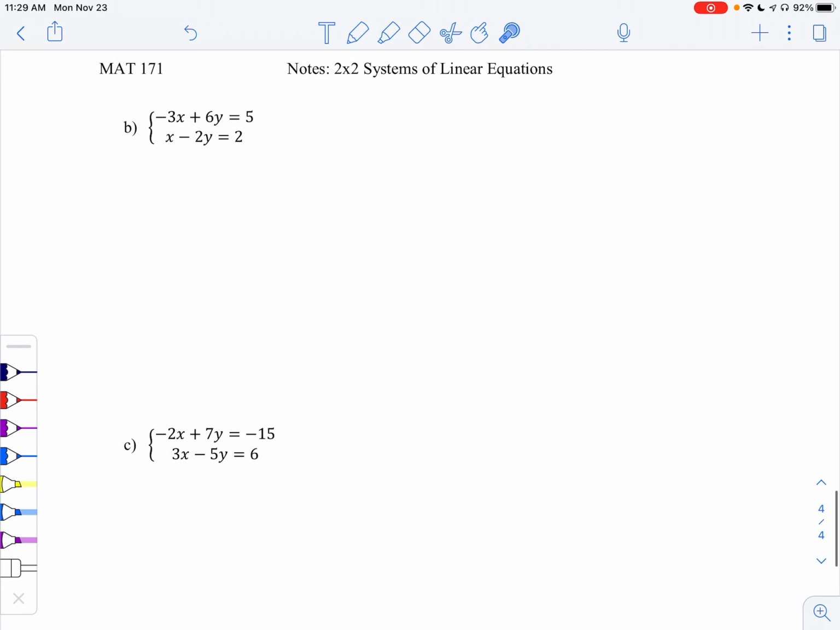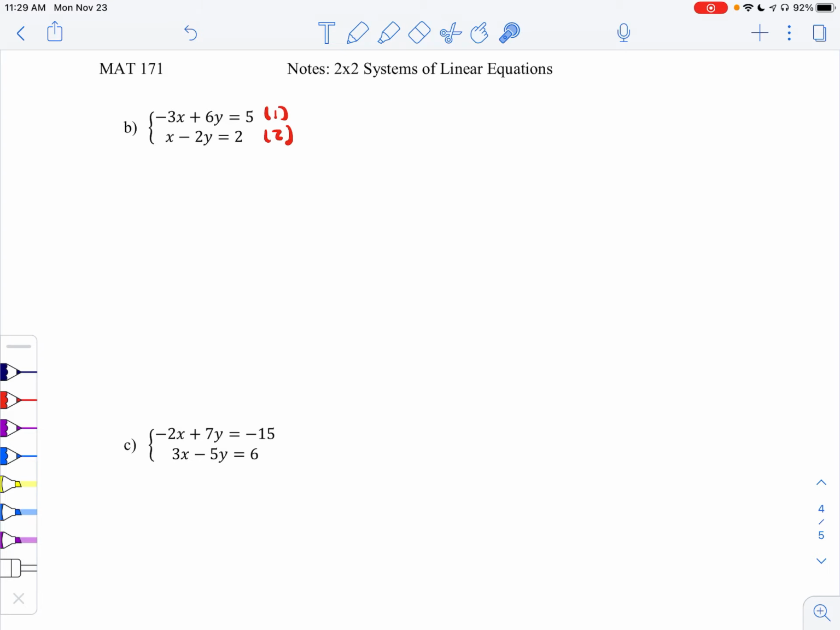Let's go ahead and look at another example where we have to work a little bit harder to get there. I'm going to again call this equation 1 and 2. Okay, so this time you'll notice right off the bat we don't have anything that's opposites. We have a negative 3 and a positive 1 for our x's. We have a positive 6 and a negative 2 for our y's. So it doesn't quite work out as cleanly as it did on the last one.